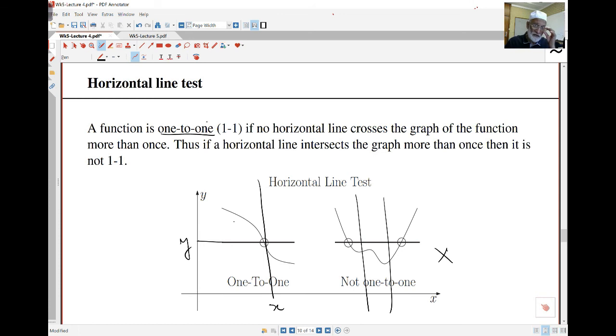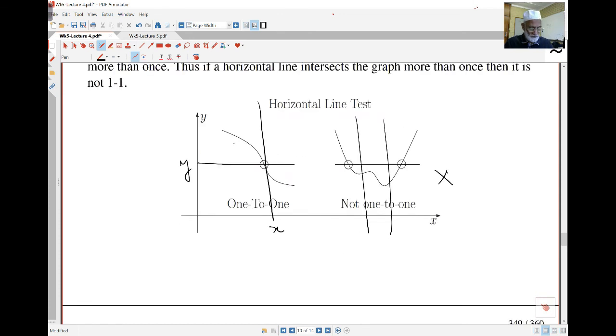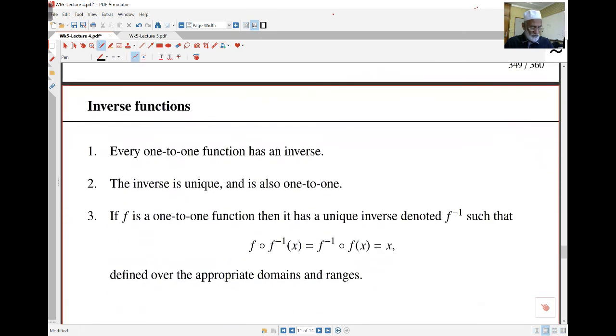So inverses exist only for 1-to-1 functions. Every 1-to-1 function has an inverse. The inverse is unique, which is also good. It's also 1-to-1. So you can see that f has its inverse f inverse, and f inverse has its inverse f, of course.